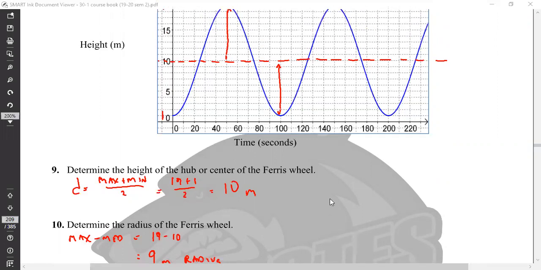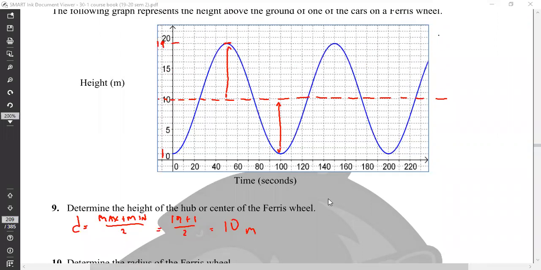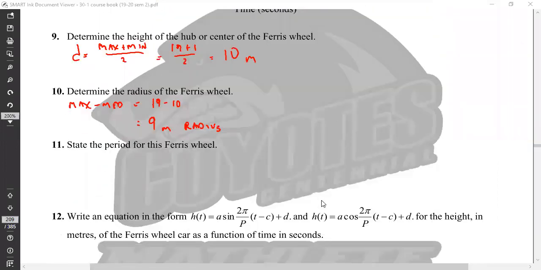State the period. How long does it take to do one cycle? This one appears to start at a minimum. Our next minimum happens at 100 seconds. So therefore, period equals 100. Nice and straightforward, not a big deal.